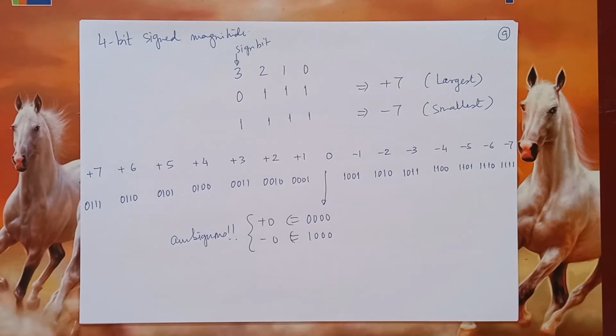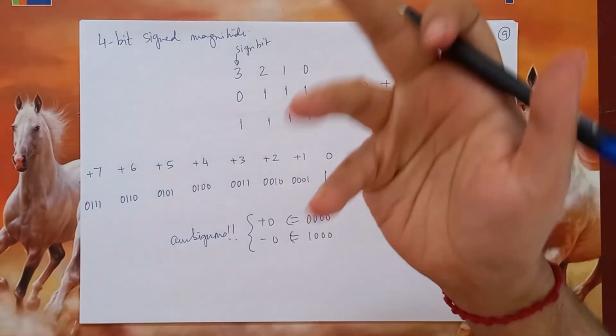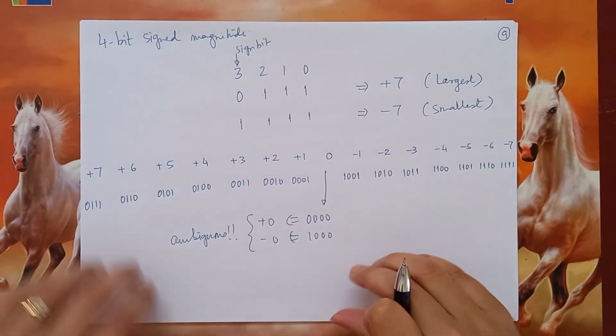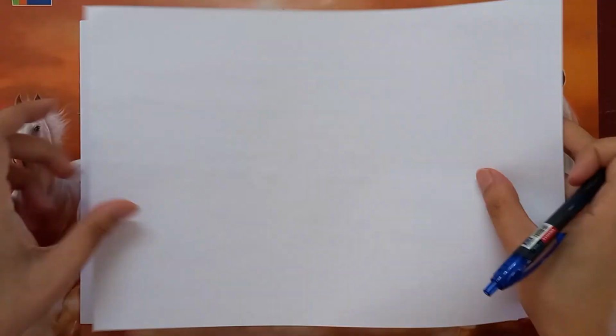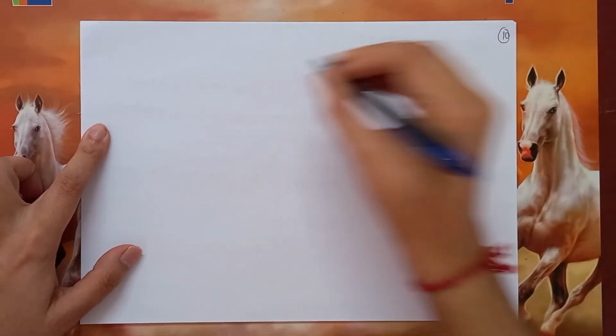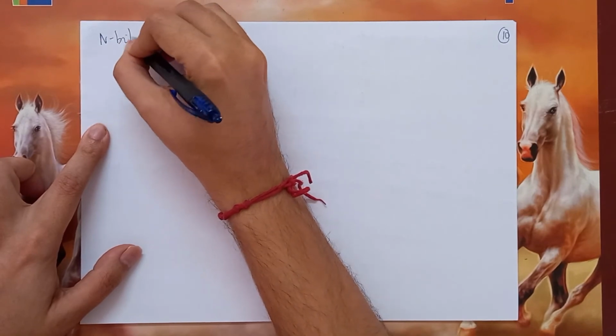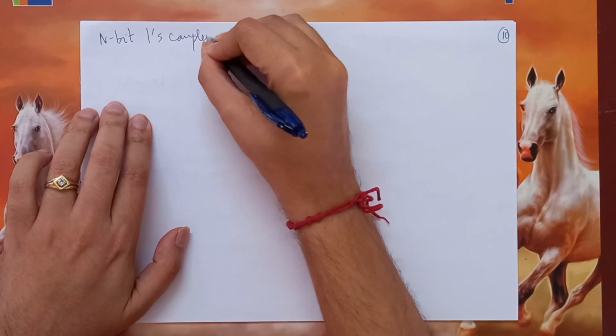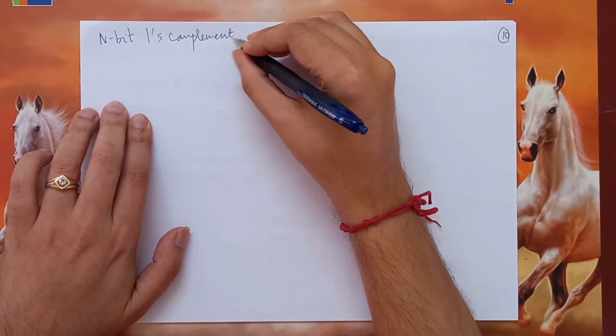So the next question we should ask ourselves is: one technique which we looked at was the n-bit signed magnitude representation. Is there any other way in which we can represent both positive and negative numbers? Yes, there is. And that is called the n-bit 1's complement sign bit representation.